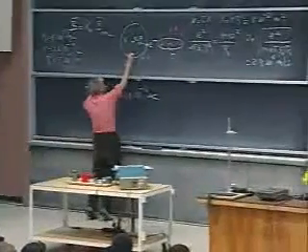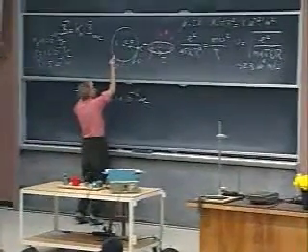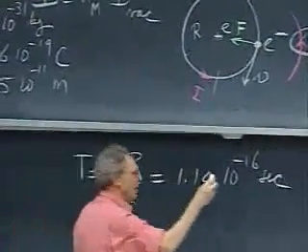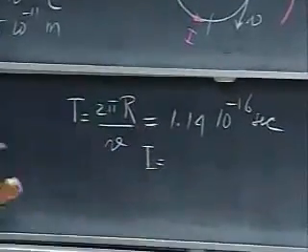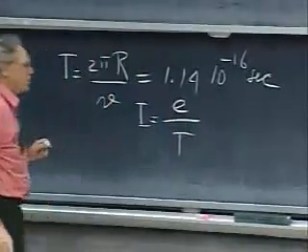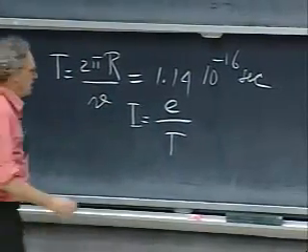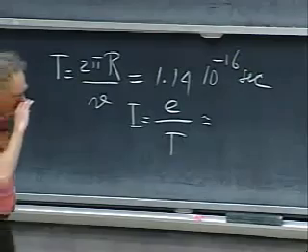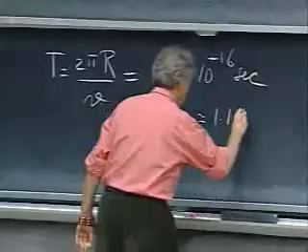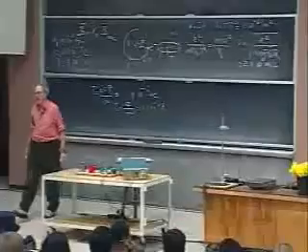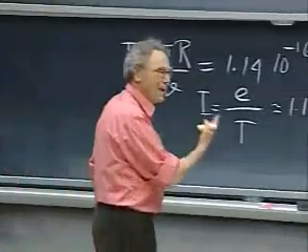Because when you look here, there is this electron going by, and every 1.14 10 to the minus 16 seconds, that electron goes by. So the current I, that's the definition of current, is the charge per unit time. And so every capital T seconds, the charge e goes by, and so this is, per definition, the current. And so this current, which is simply due to the electron going around the proton, is about 1.1 times 10 to the minus 3 amperes. And that is mind-boggling. A milliampere, one electron going around a proton, represents a current of a milliampere.